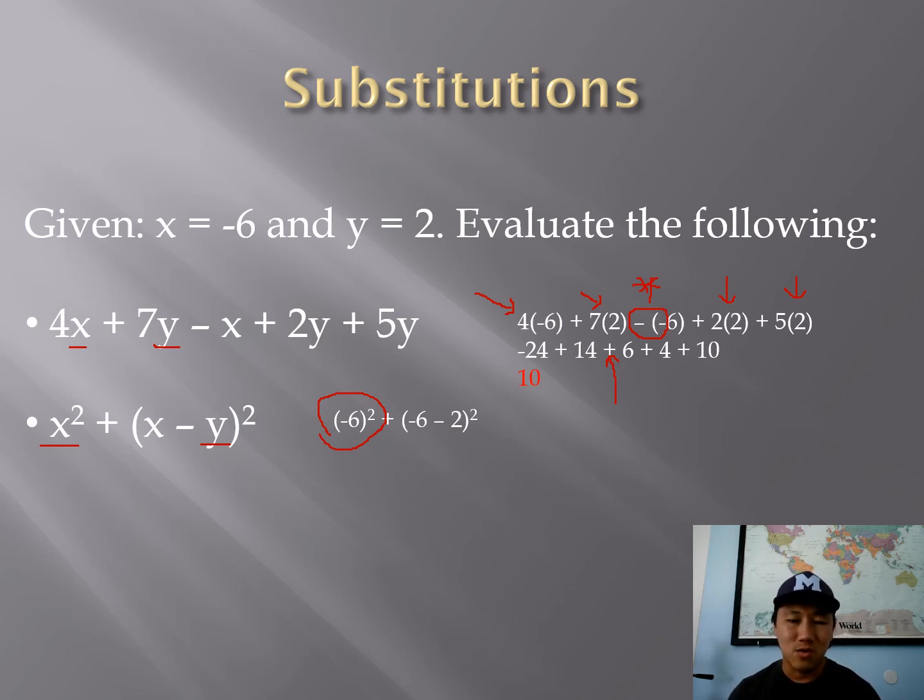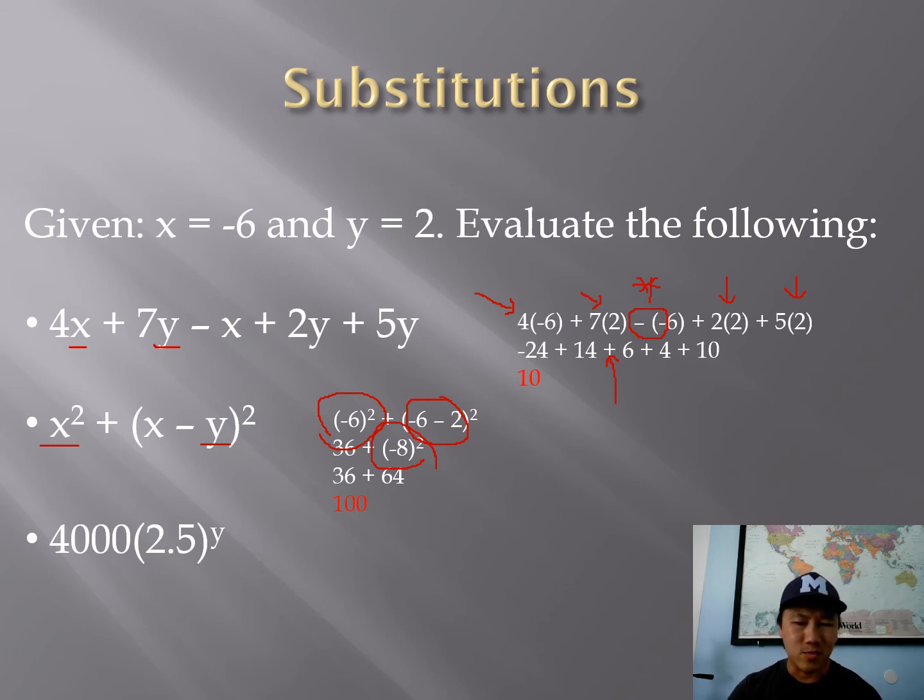-6 squared. All right, -6 times -6 is 36. And if you forget to put the parentheses, it'll give you a -36, which is incorrect. All right, and then we're going to go ahead and evaluate this inside the parentheses. -6 minus 2 is -8. Square that. You get 64. Add them together, and we have 100. Let's go and do another example.